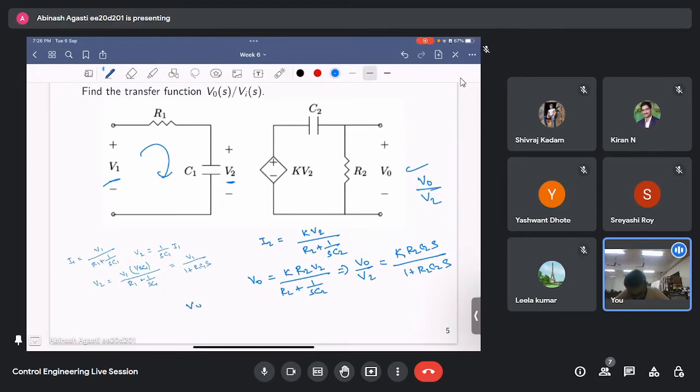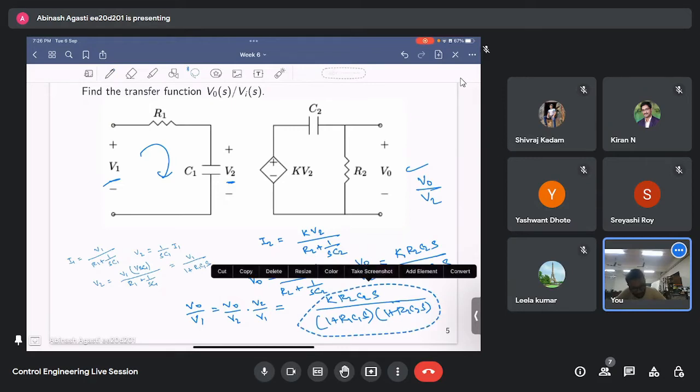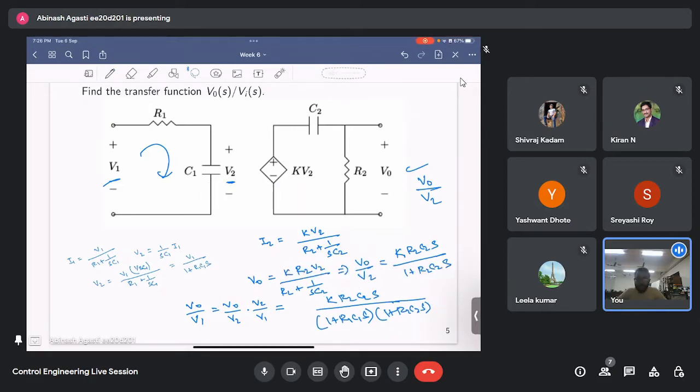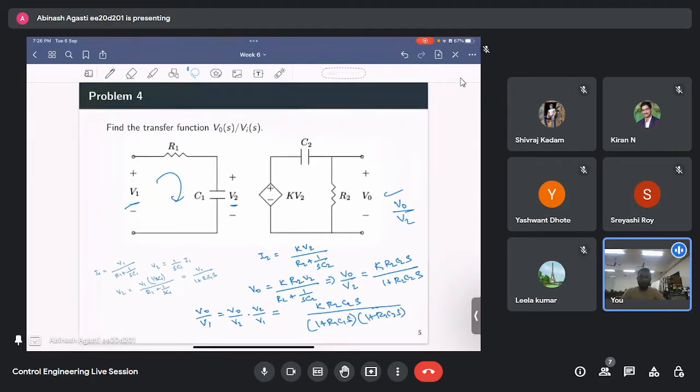Then V0 by V1 we want to find out. So V2 by V1 we have and V0 by V2, so this is basically V0 by V2 into V2 by V1, that is equal to K R2 C2 S by 1 plus R1 C1 S into 1 plus R2 C2 S. Okay, so this is the transfer function. I hope everyone is clear in this one. This is basic finding of the transfer function.